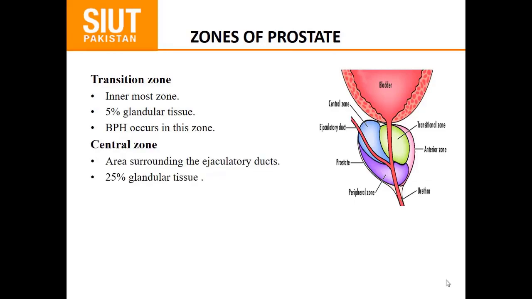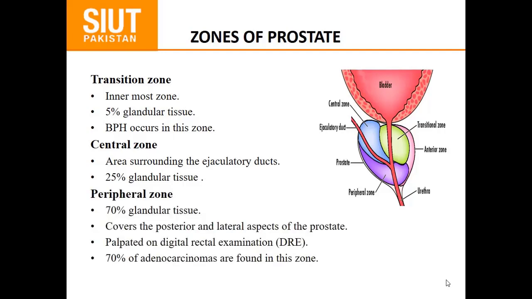Transition zone. The transition zone is the innermost zone, and 5% of the glandular tissue is in the transition zone, and most of the BPH occurs in this zone. And then there is the central zone. The central zone is the area surrounding the ejaculatory ducts, and 25% of glandular tissue is present in this. This glandular tissue is very important regarding carcinomas.